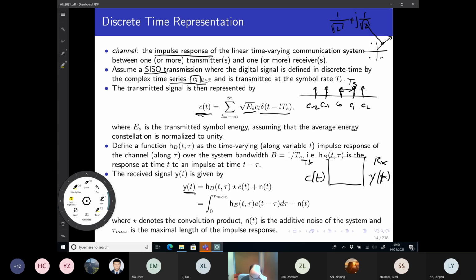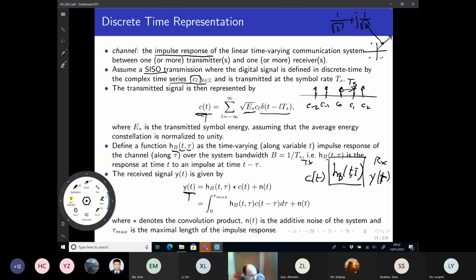And this impulse response here is defined as h_B(t, tau). What that means is that B here stands for the fact that I have a certain system bandwidth, B, that is inversely proportional to my symbol rate. So it is 1 over my symbol rate. And I have two dimensions here. I have the time and I have tau. So t is the time, same as here, there and there. And tau is the delay.